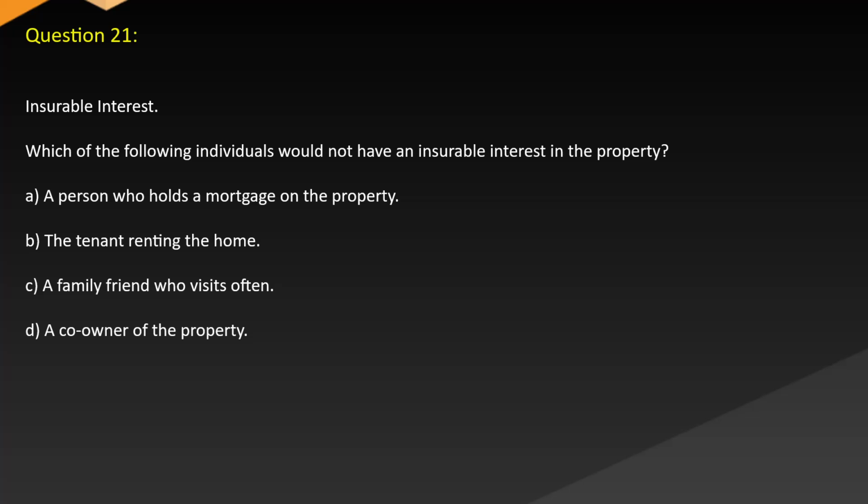Which of the following individuals would not have an insurable interest in the property? A. A person who holds a mortgage on the property. B. The tenant renting the home. C. A family friend who visits often. D. A co-owner of the property.